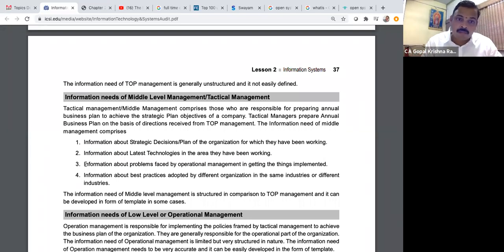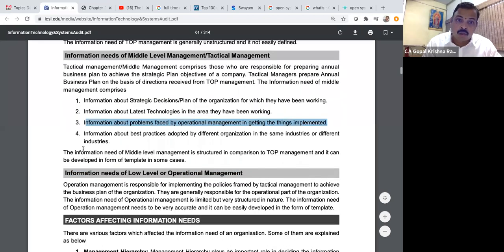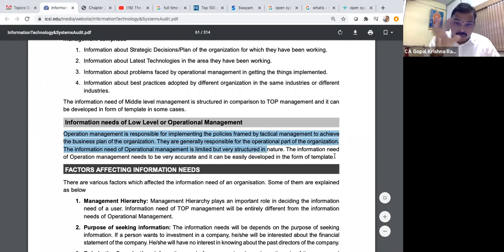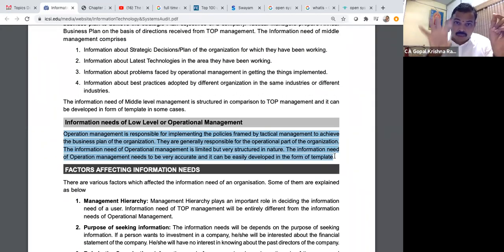Okay. Information about problems faced by operational management in getting things done. And lower level management is only data capture. Summarize the data, give to tactical management. Data capture, summarize it, give. Timely, they have to provide the information to the middle management. Operation level will not, but there are exceptions.